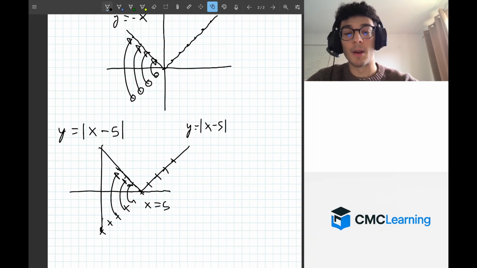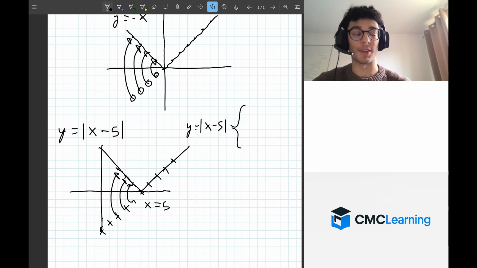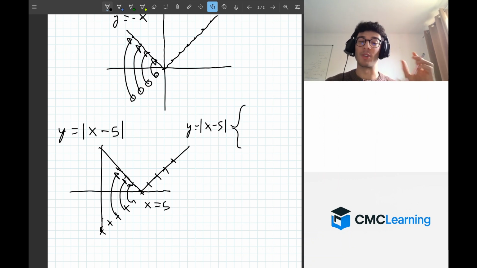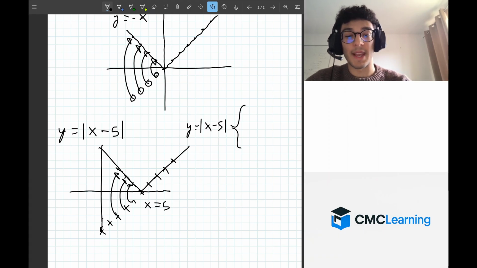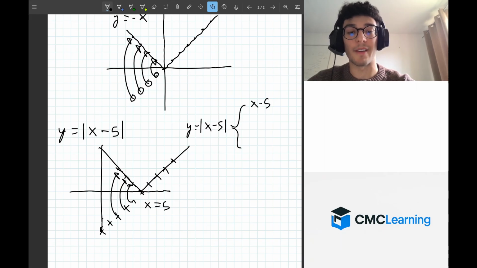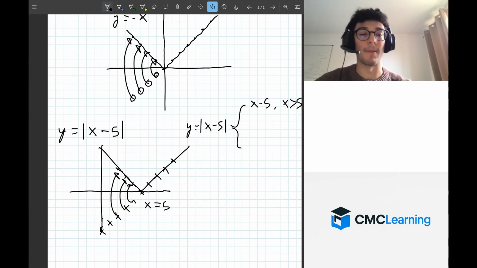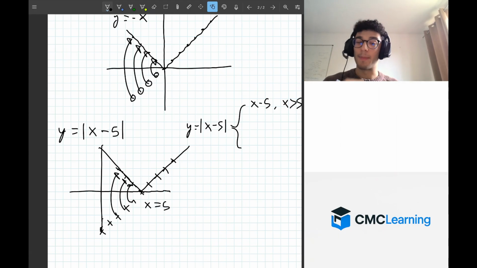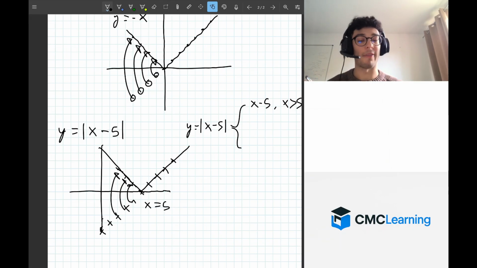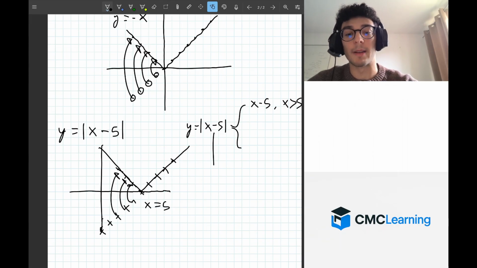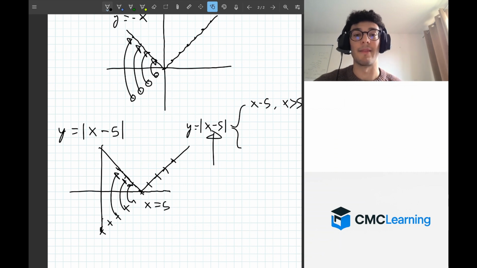Essentially, what we're doing is we're writing this as two different functions, with two different conditions on the values of x. So we can say that at some point, I'm going to have just the regular x minus 5 plot, and this just so happens when x is greater than 5. And on the complete other side, we're multiplying all of these values below 5 by minus 1. That's the same as multiplying the inside of this function by minus 1.